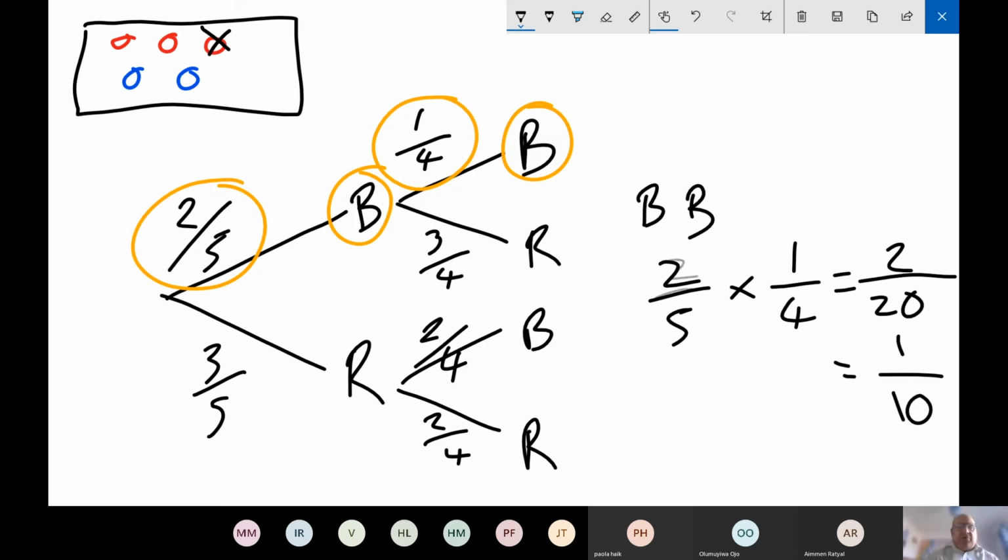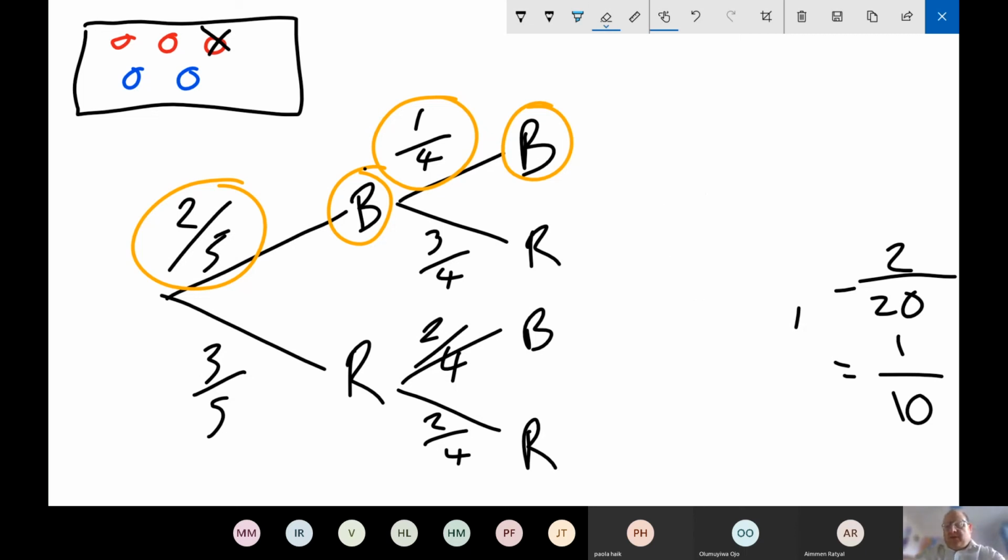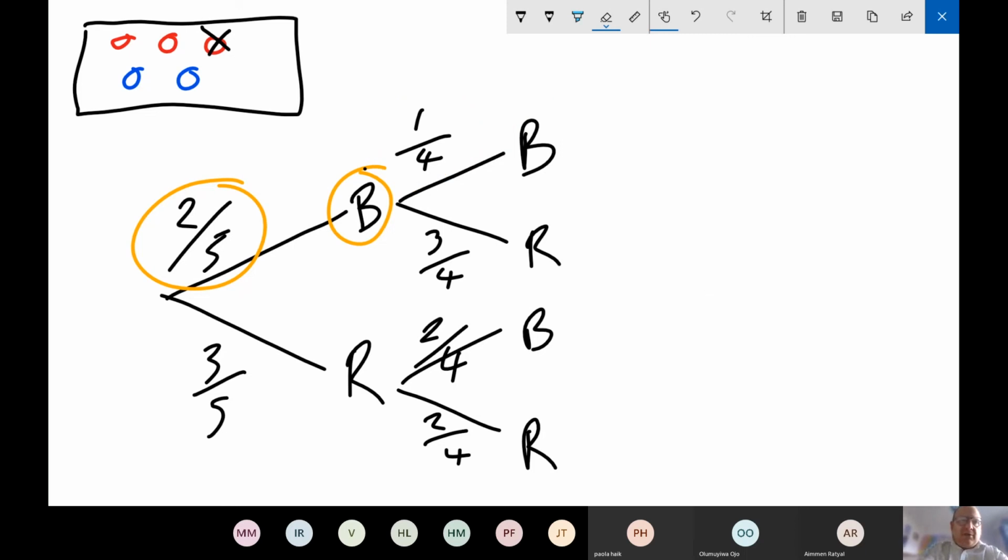So the chance of us getting a blue ball followed by a blue ball is 2 over 5 times 1 over 4. That gives us 2 over 20, which gives us a total of 1 over 10. And again, I could turn that into a decimal or a percentage. So let me rub this bit out here and give another example. Let's see if I can rub the orange circles out, because that might help. Will it let me? Ah, excellent.